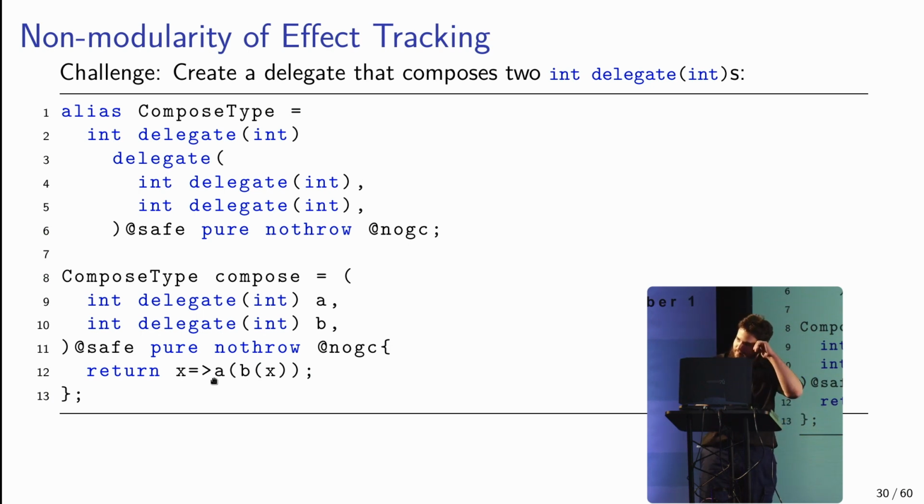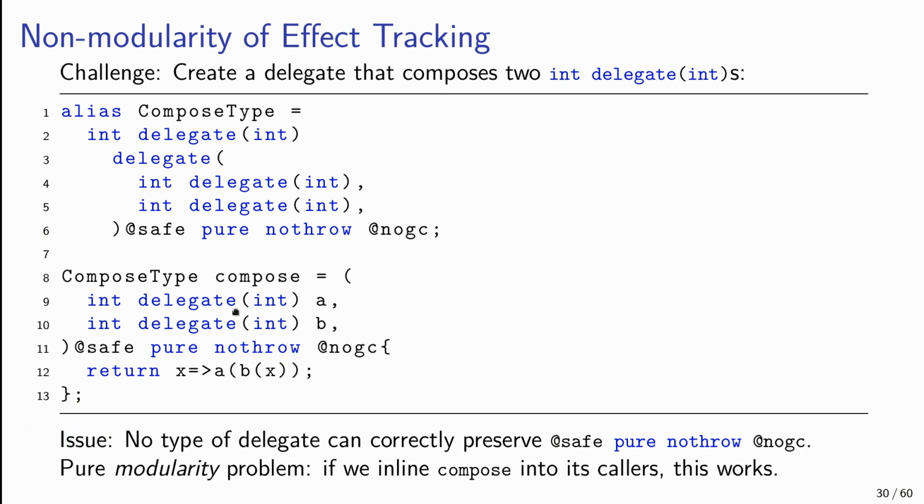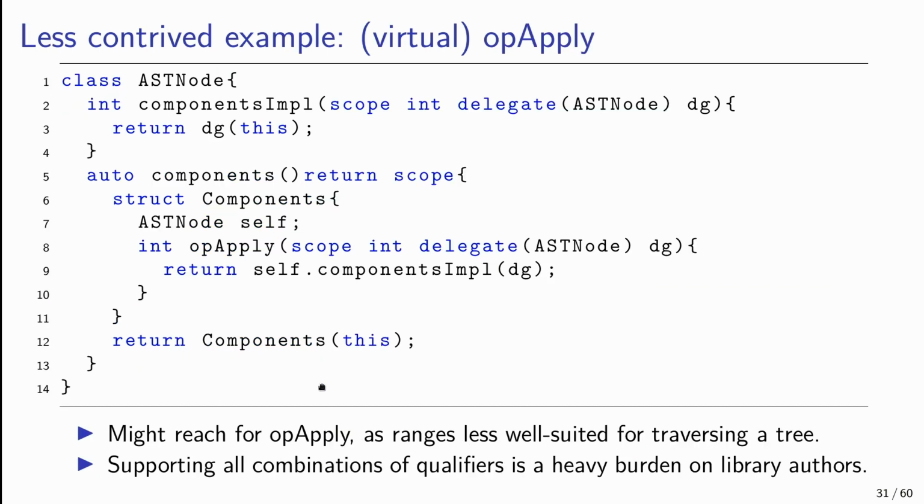So the issue is basically that those delegates are unqualified. If you pass in two safe delegates, the result will not be a safe delegate. Currently, there is no way to write a polymorphic compose function in this way that correctly preserves the qualifiers. And this is a pure modularity problem. If you actually inline compose into its callers, this will work because the literal will automatically infer the right qualifiers.